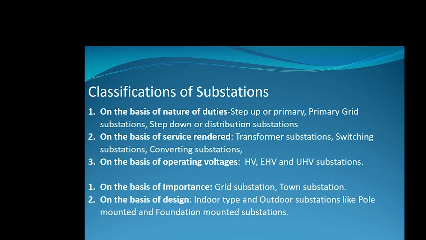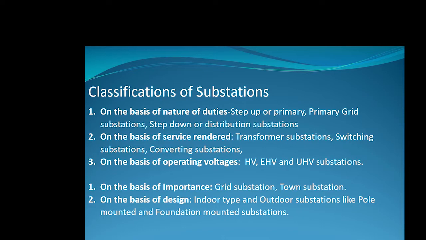Classification can also be done on the basis of type of service rendered. We have transformer substations, which only do step up or step down of voltage levels. Then we can have switching substations, which are used only for switching the power lines, and voltage levels are not changed. Here transmission lines are switched over. We can also have converter substations, which change AC to DC or vice versa, or change frequency from higher frequency to lower frequency and vice versa.